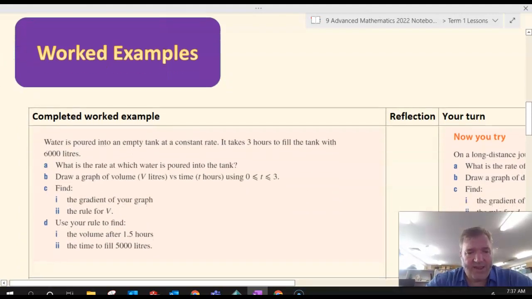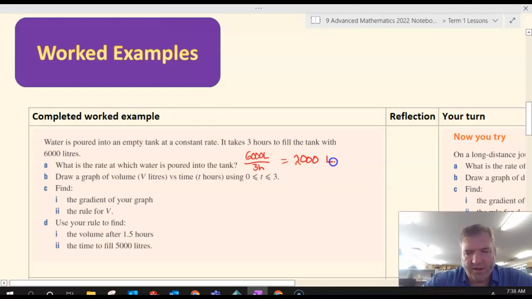Water is poured into an empty tank at a constant rate, and it takes 3 hours to fill the tank with 6,000 litres. What is the rate at which water is poured into the tank? So the difference between a ratio and a rate, ratio is a proportion of values measured in the same units. Rates are ratios of values in different units. The rate at which water is poured into the tank, well, I would say it's 6,000 litres for every 3 hours. Now, if I simplify those units, 6,000 divided by 3 is going to be 2,000.